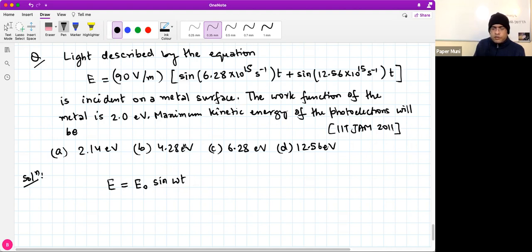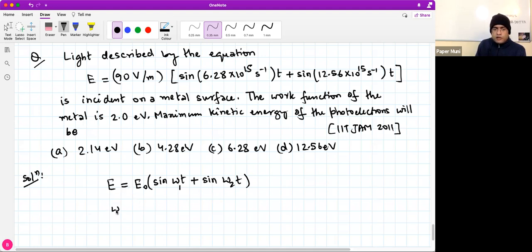If you compare them, we have two omegas. We have a superposition of two radiations, with omega one and sine omega two. So this is a superposition: two radiations of different frequencies are superposed and sent on the metal surface.